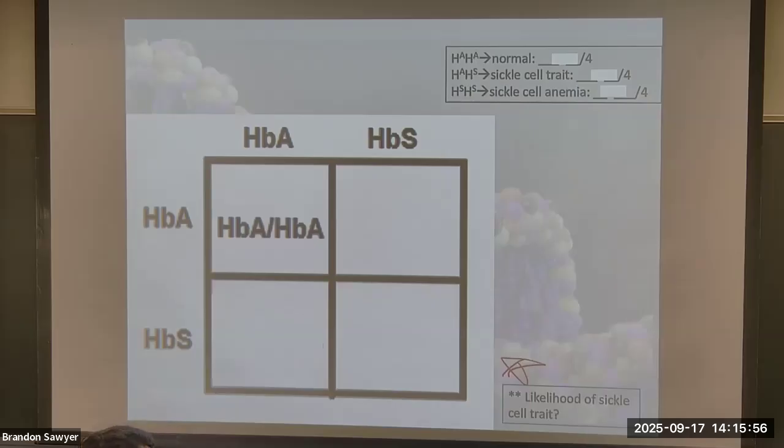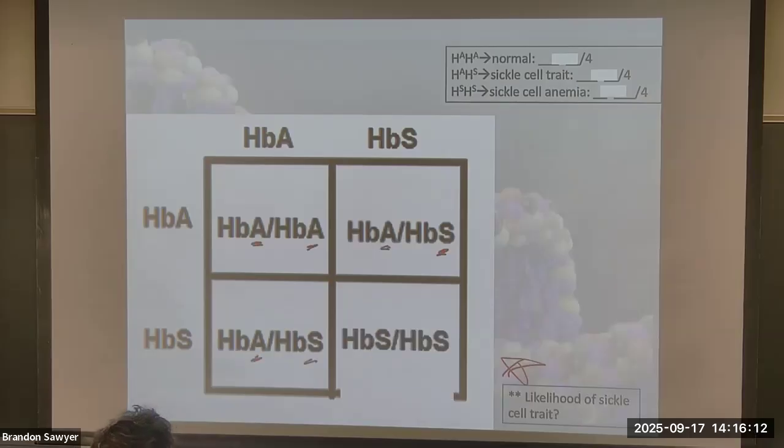So if we do it, it looks pretty much like this. All right, so this one would have normal. That would be the normal phenotype, right? This would be sickle cell trait, right, with one of them, but not the other, okay? This one's also sickle cell trait, right? And then this one would be sickle cell anemia, right? So we've got 1, 2, and 1. Okay, so the ones that would have sickle cell trait will be the 50% there, right?